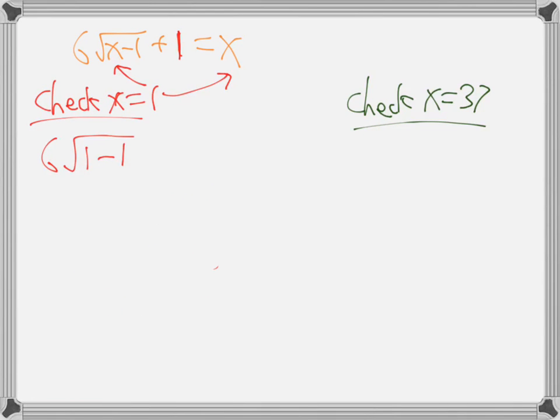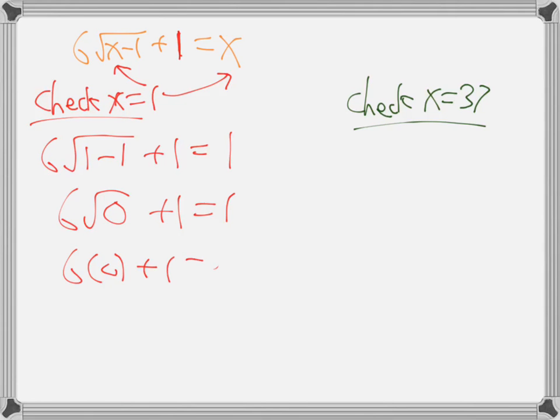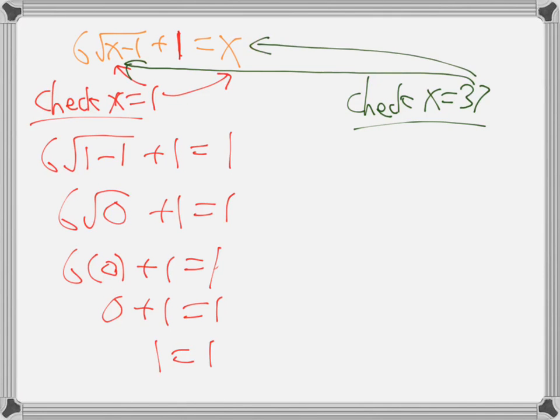So this should be 1. So that's 6 root of 0, that's 6 times 0 plus 1. 0 plus 1. Yeah, that works. So the 1 works now that I have the equation, right? Let's try the other one. Now let's try the 37 there. Does the 37 make it true?